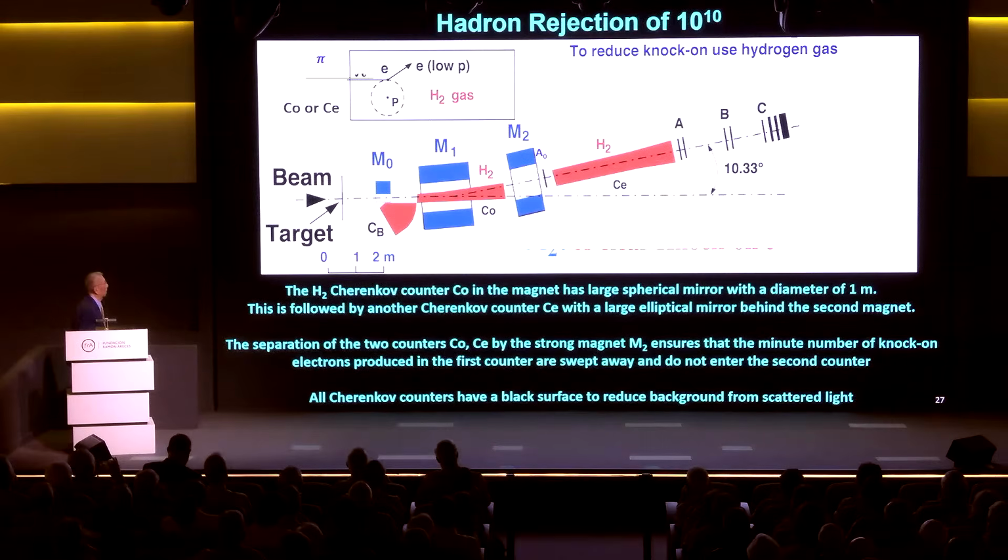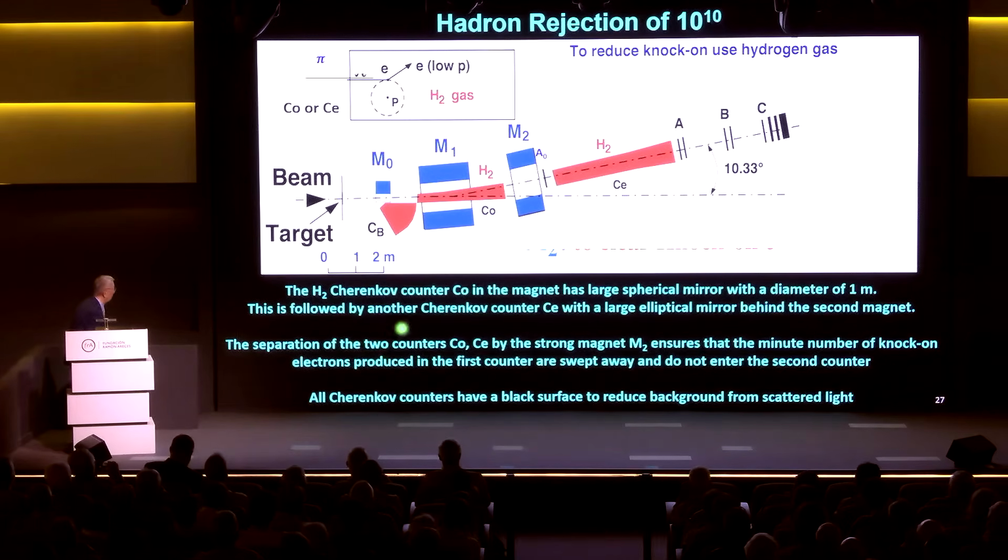To reject particles at 1 in 10 billion, you do 3 things. First, reduce the possibility of a pion going into a Cherenkov radiator and producing an electron. To reduce that, you use hydrogen, because it has the smallest number of electrons. And second, you separate the 2 Cherenkov counters by a magnet, because this electron, which has low energy, will be swept away.